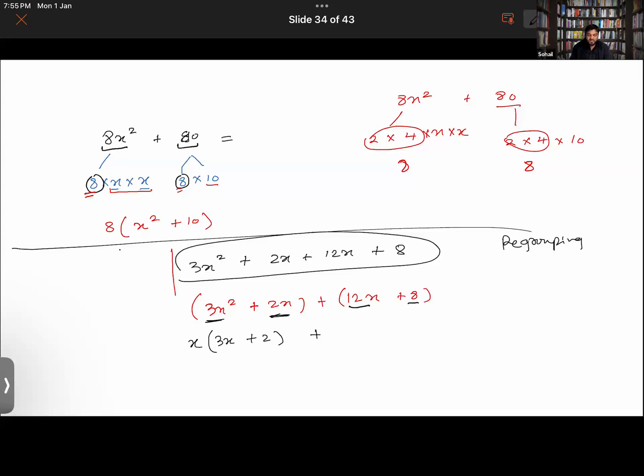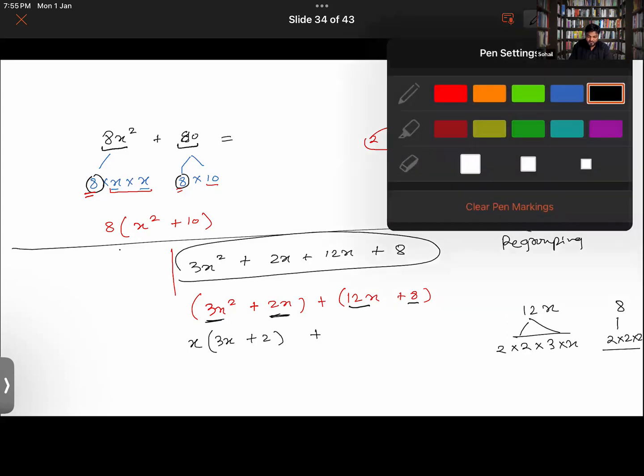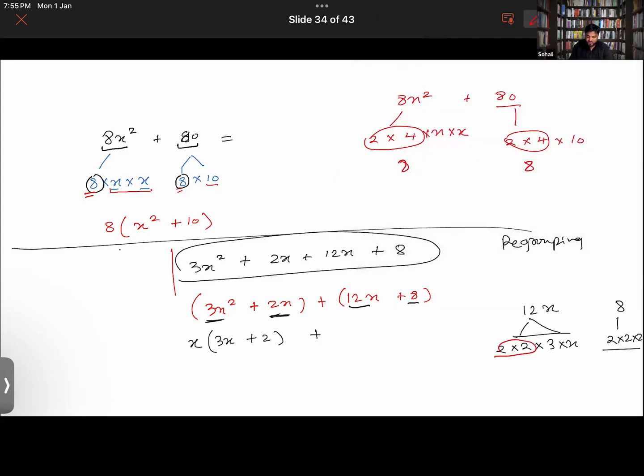In 12x and 8, you can check like this also. If you are having difficulty, you can check it like this. Can I write it like this? 2 times 2 times 3 times x, and this can be written as 2 times 2 times 2. So clearly I can see that 4 is common here. So I will take 4 outside. So what is remaining in the bracket now?